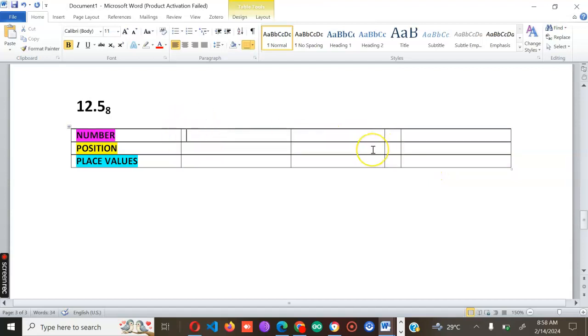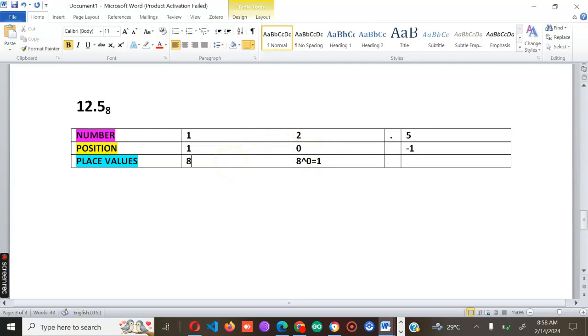So we have 12.5. The position of 2 before the point is supposed to be 0, while the position of 1 is supposed to be 1. The position of 5, which is now the fractional part, should be -1. Okay, get the place value. The place value of this one is 8 raised to power 0, which is equivalent to 1.